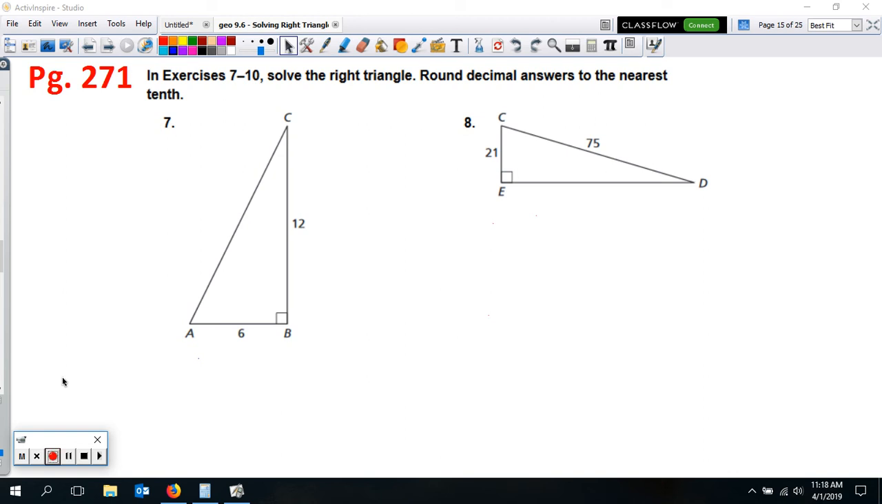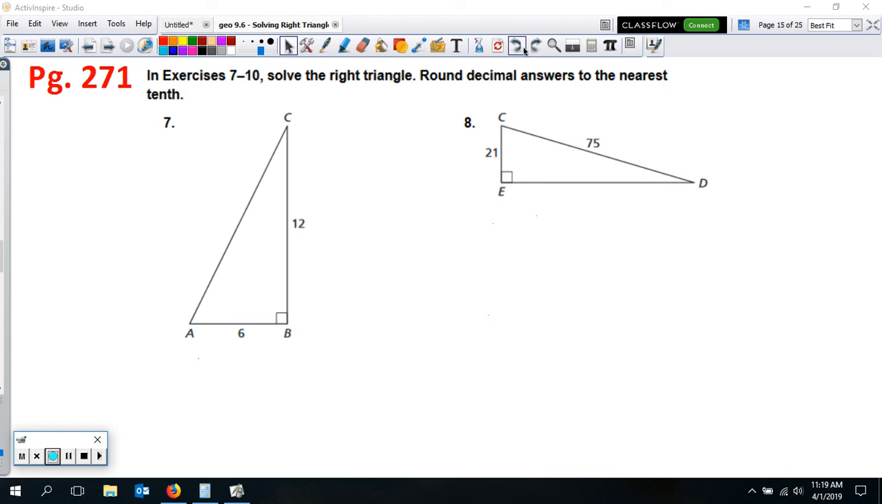Okay, so now we're going to solve 2 right triangles here, 7 and 8 on page 271 for extra practice. Solve the right triangle. Round decimal answers to the nearest tenth. So 1 decimal place. So on both of these, they give us that first condition, we have 2 sides. So if we have 2 sides, then to solve the right triangle we need to find the other side length. So in number 7, we need to find the length of AC. And we also need to find the measure of angle A, and the measure of angle C. So let's start with just finding this third side of AC.